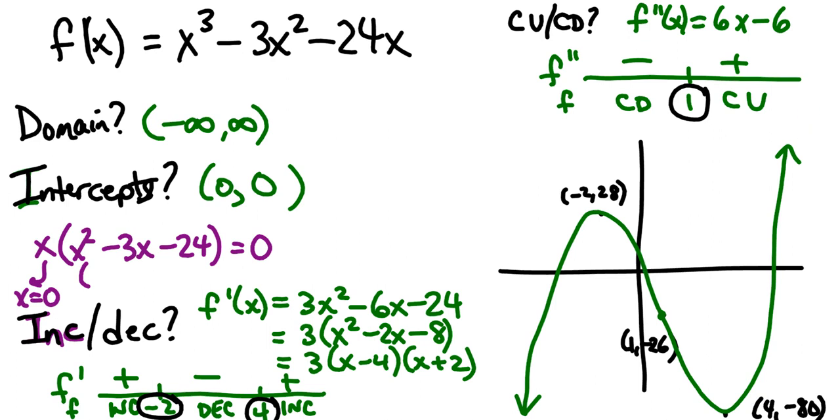Oh, and it's got to go through the origin, which means it's got to go through the origin. There. Now it does. So we have a graph that is increasing, decreasing, increasing where it's supposed to. That's concave down and concave up where it's supposed to, and it goes through the origin like it's supposed to. These are the things we consider when we graph a function.